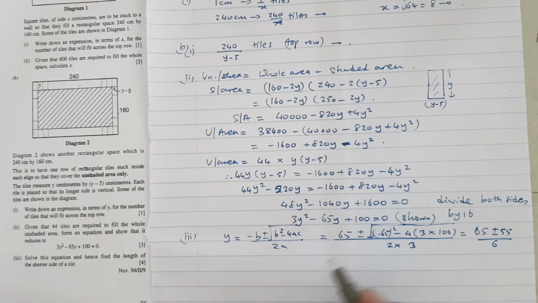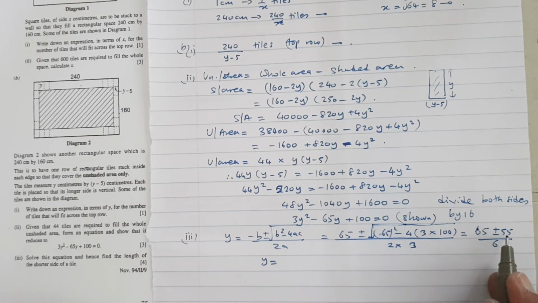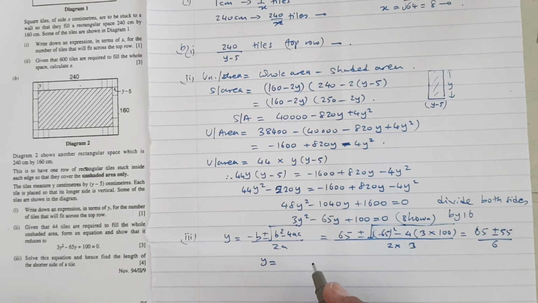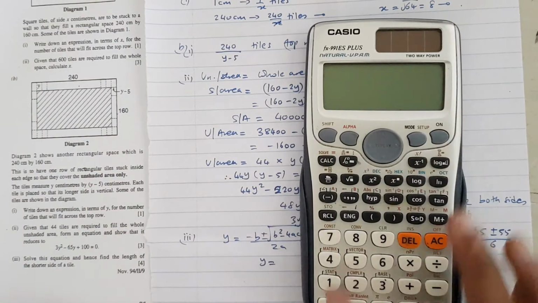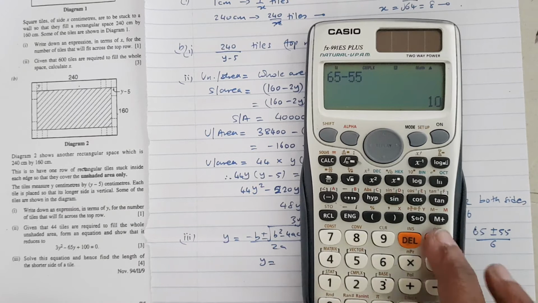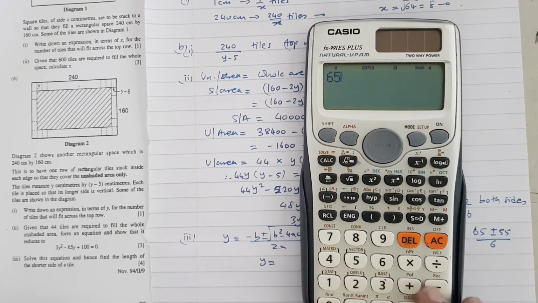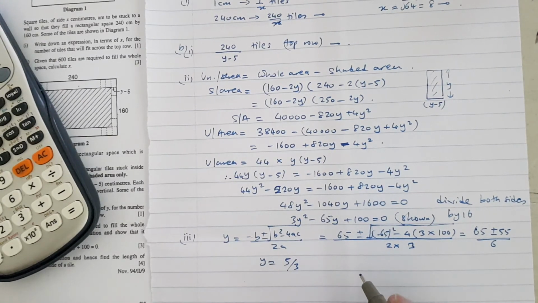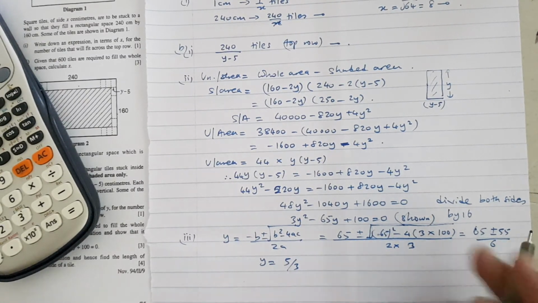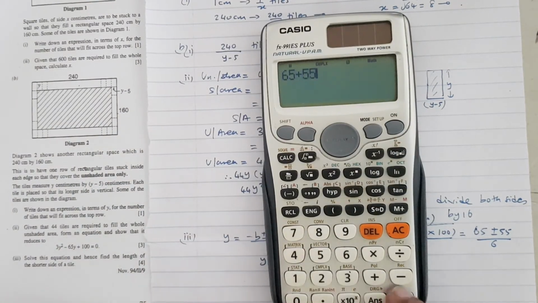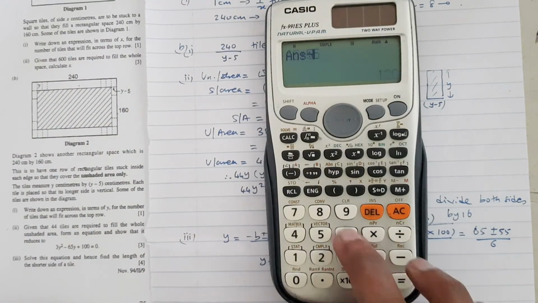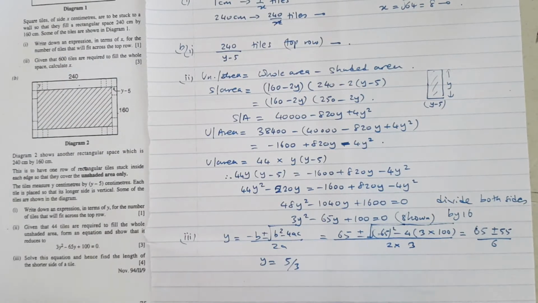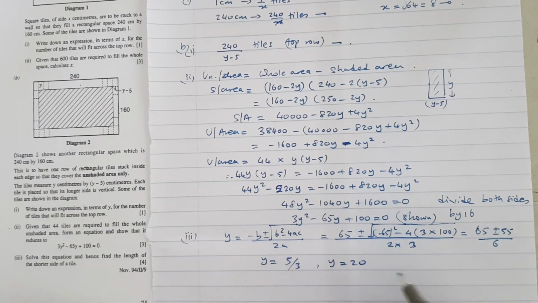So one value of y turns out to be 65 plus, no, hang on, 65 minus 55, divided by 6, turns out to be 5 over 3. So one value of y is 5 over 3. The other one is 65 plus 55, which is 120. Divided by 6, you get 20. So there we go. And I've got y is equal to 20.